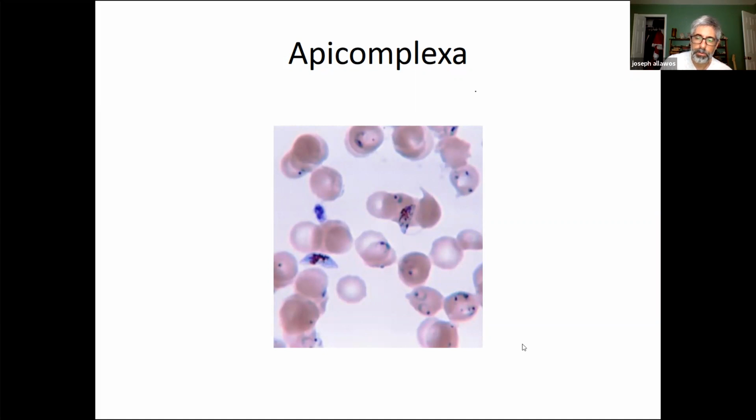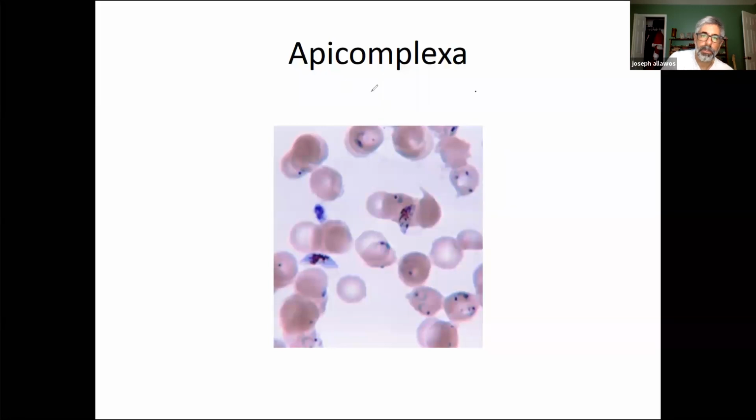So what we're dealing with then is a non-motile parasite, and by obligate, I mean they can't live without their host. Not only are they parasites, but they have to pretty much be in or on a host at all times.